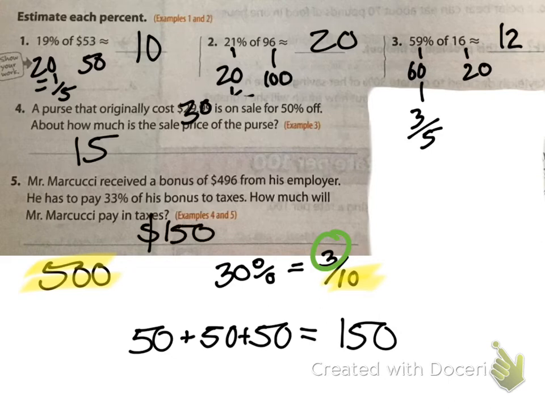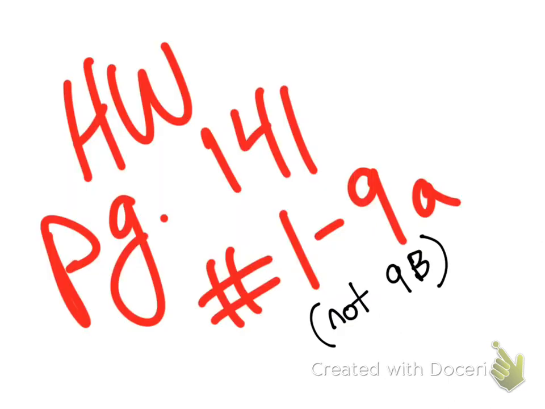That's very realistic. So your homework is page 141, numbers 1 through 9A, not 9B. You can try it if you want, but it's not required. Excellent, you guys.